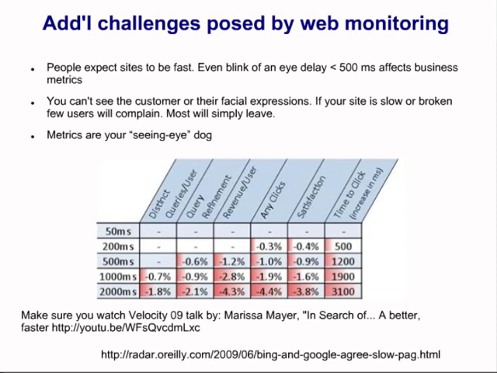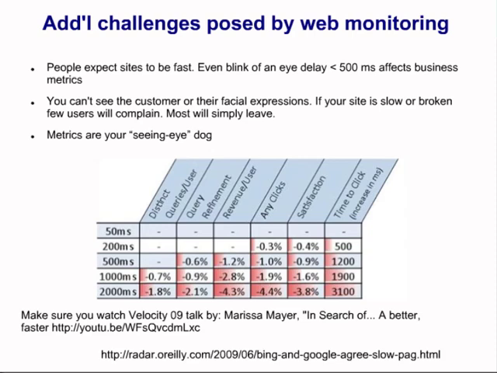to really focus you on making performance, or making things fast, your priority. And you can't see the customers. If you're in a typical retail establishment, you can just watch the customers. If they're not looking happy, then you could do something. Whereas with the website, you can't. They'll just leave and go somewhere else. So metrics are really your seeing eye dog. It helps you see the world around you.